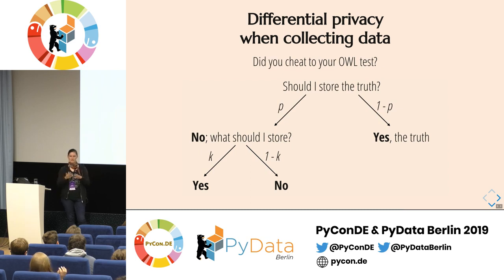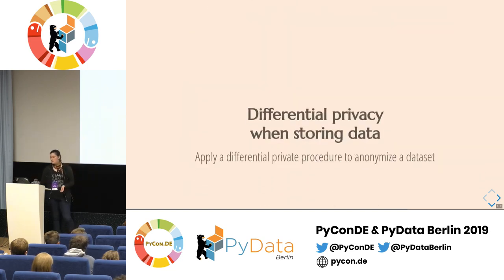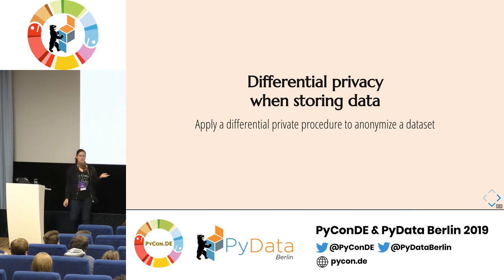So you preserve plausible deniability for everyone. And since you know the value of P and K, and you only care about the aggregate value, you can still recover the number of students who cheated with a limited loss of precision. So that's like win-win. That's when you are collecting, but if you already have a dataset which is not differentially private, of course you can make a copy, and with the same kind of mechanism, make the copy differentially private and then delete the first dataset, and then you're good to go.